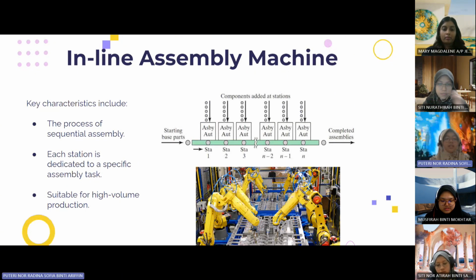Inline assembly machine characteristics include the process of sequential assembly. Each station is dedicated to a specific assembly task and suitable for high volume production. This is the picture that explains the inline assembly machine, starting from the base part into the complete assembly. And below is the example of the inline assembly machine.